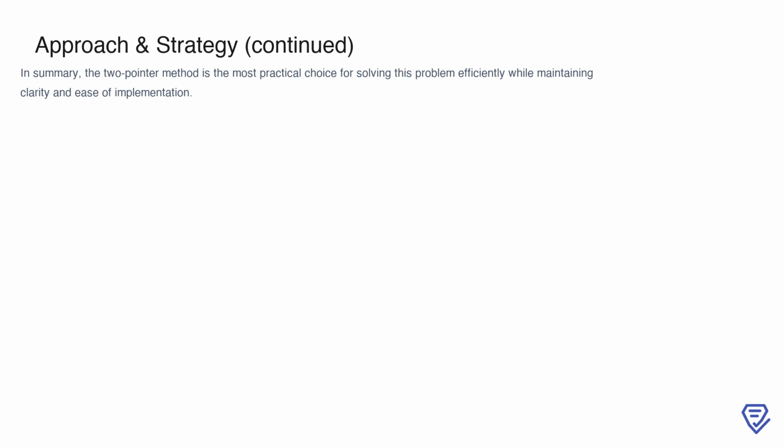In conclusion, the two-pointer method is the ideal solution for the Camelcase matching problem. It efficiently handles the requirements of the problem while maintaining clarity and ease of implementation. By leveraging early termination and minimizing redundant computations, this approach strikes the right balance between performance and simplicity. It avoids the pitfalls of more complex alternatives, making it the most practical choice for solving this problem effectively.